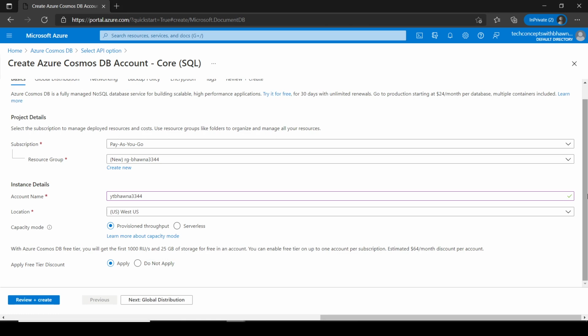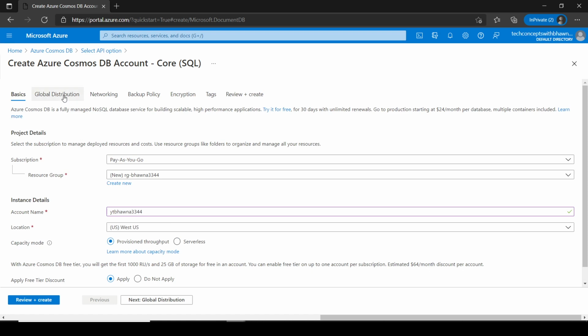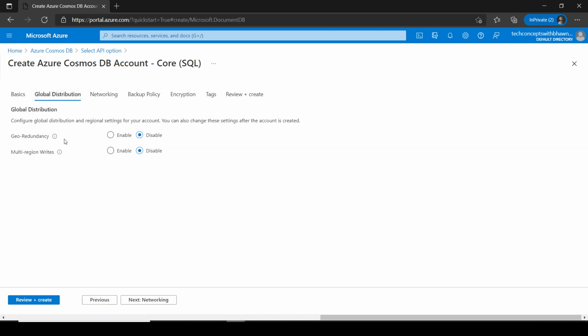So right now I'll choose provisioned throughput for this demo. And now let's go to the next option. Then the next option is global distribution. I've already explained in detail about the geo redundancy in my previous video, you can definitely go ahead and watch that in the Azure Basics playlist. Now this geo redundancy, for now I'll disable it because I do not want to have any geo redundancy right now. Multi-region writes is essentially the same as geo redundancy, where your data is replicated across multiple regions and you are able to write to multiple regions. So that is called multi-region writes.